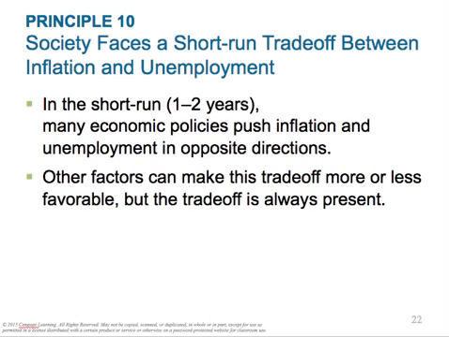Principle 10: society faces a short-run trade-off between inflation and unemployment. This is a lot of what you'll see on the nightly news, inflation and unemployment, but you may not know that there's a short-run trade-off between the two. In the short run, generally classified as 1 to 2 years, many economic policies push inflation and unemployment in opposite directions. Depending on the policy, if inflation goes up, unemployment goes down; if unemployment goes up, inflation goes down. Other factors can make this trade-off more or less favorable, but the trade-off is always present.